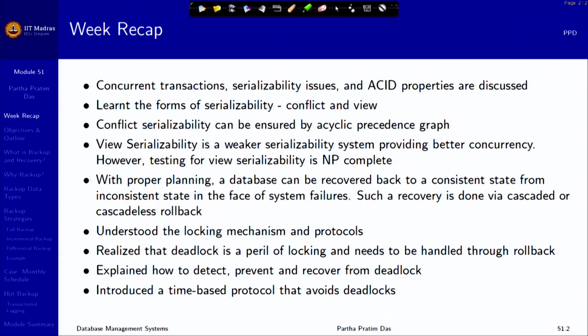So, we use certain ad hoc schemes, and with proper planning we can recover a database to a consistent state from an inconsistent state in case of failures. We have looked at cascaded as well as cascadeless rollback for such kind of failures in transactions.